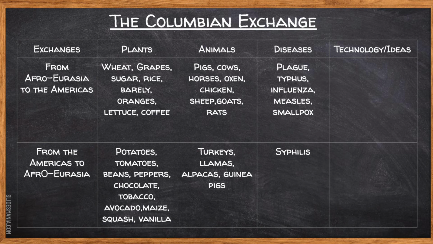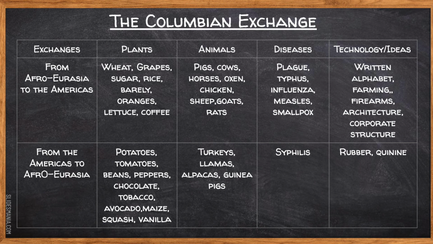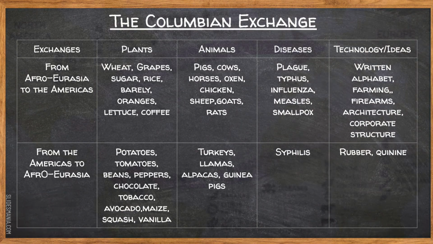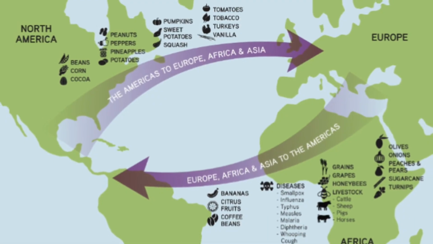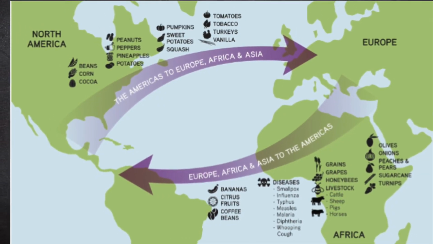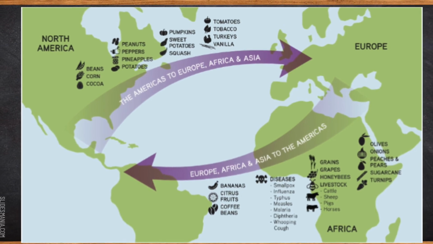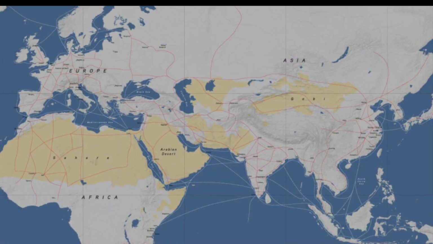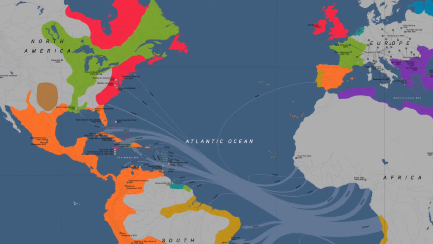And in terms of technology, well, written ideas, the alphabet, farming, guns, architecture, and the corporate structure of capitalism is introduced to the New World. Whereas from the Americas to Afro-Eurasia, we have the idea of rubber and quinine. Again, the Columbian Exchange is one of the most important turning points in world history, and thus redistribute the balance of power from Asia to North and South America.